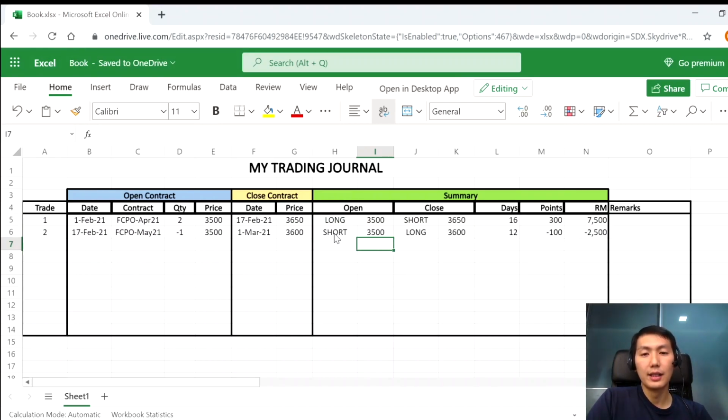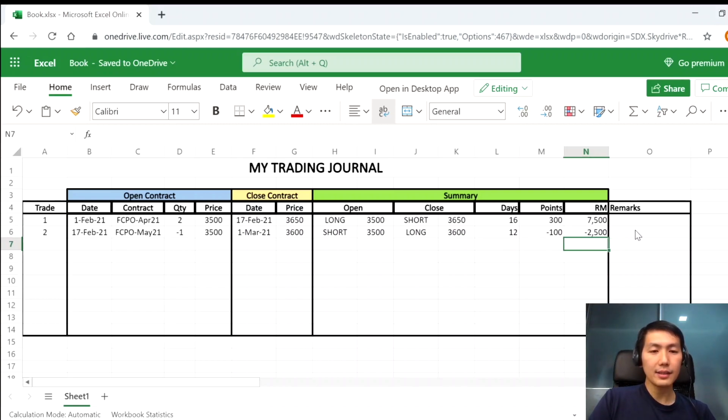Here we can double check. Whether it is a short position, here shows that our opening position is actually a short position. Our quantity of X is actually -1, so that's correct, it's a short position. And when we need to close our short position, we need to have a long position to close it, which is correct as well. And for the number of days, we actually held 12 days for this particular trade, and we are actually making a loss of 100 points. So in this particular trade, we are actually losing $2,500.